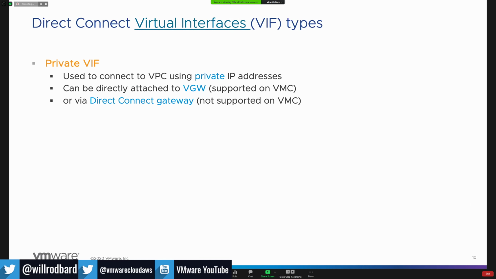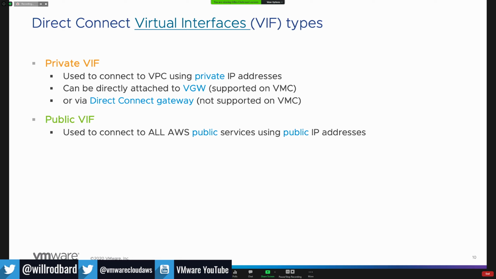We have different types of virtual interface in Direct Connect. So first one is a private virtual interface. It's used to connect to VPC using private IP. Okay, it can be directly attached to a VGW, so virtual private gateway, and that is supported on VMware Cloud. Or it can be attached via Direct Connect Gateway, and today it's not supported on VMware Cloud.